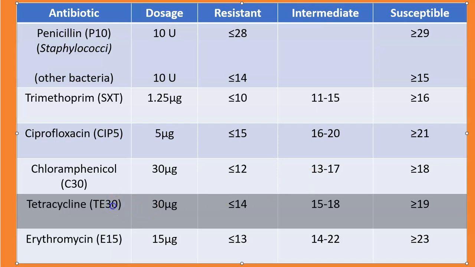So it's very easy to use this chart. You just measure your zone of inhibition, find the specific row for the antibiotic that you're looking for, and then see if it falls in the resistant, intermediate, or susceptible category.